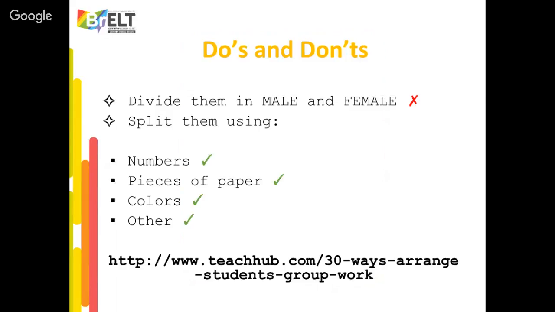Then I Googled it and I found this link. I can send this to you later, which shows 30 ways of arranging students for group work, and none of them is related to gender. It's amazing. So it's so easy to be inclusive in this way. Just don't use male and female and use your creativity, right?